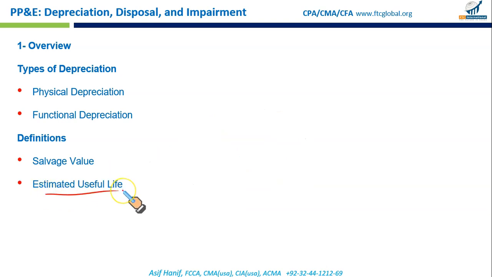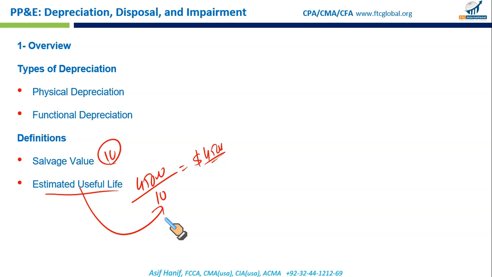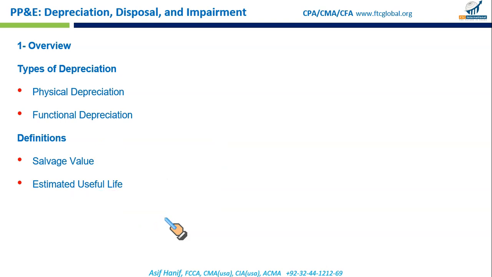Next, we have the estimated useful life. This is the period, in the previous example 10 years, over which the asset will be used and depreciated. Like the previous example, $45,000 is the depreciable base and we want to spread it equally over the 10 years. So annual depreciation charged will be $4,500. This is the estimated useful life for which the asset will be in service.